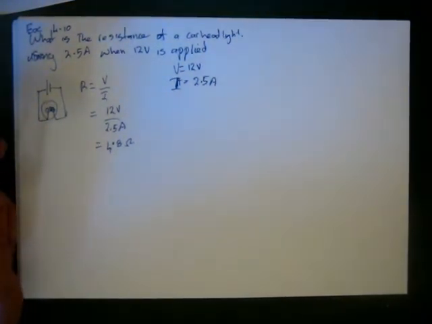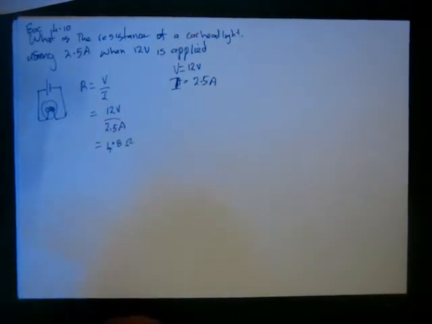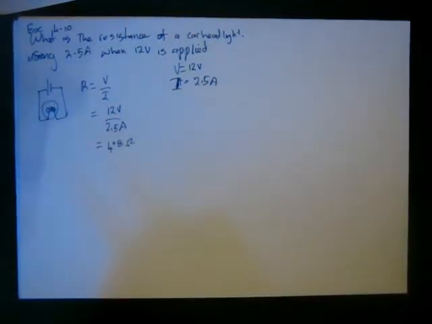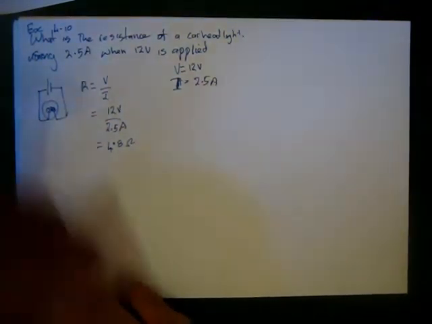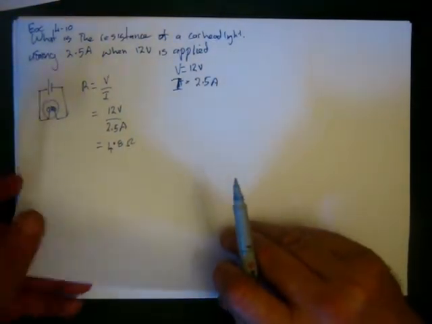Let's just check the answer. Yeah, 4.8 ohms. Does that seem reasonable? Yeah, I mean, it's going to have some resistance, otherwise it's not going to produce enough heat to make the light. But too much, it'll be an insulator.